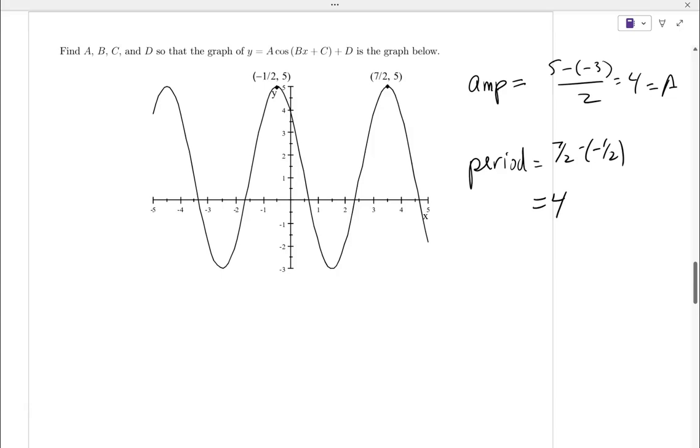What do you have to do? 4 equals 2 pi over B. Somebody, did you have a question? Yeah, the 4 is 2 pi over B, and so your B is pi over 2. Okay. Agreed. Any questions on those two at all?